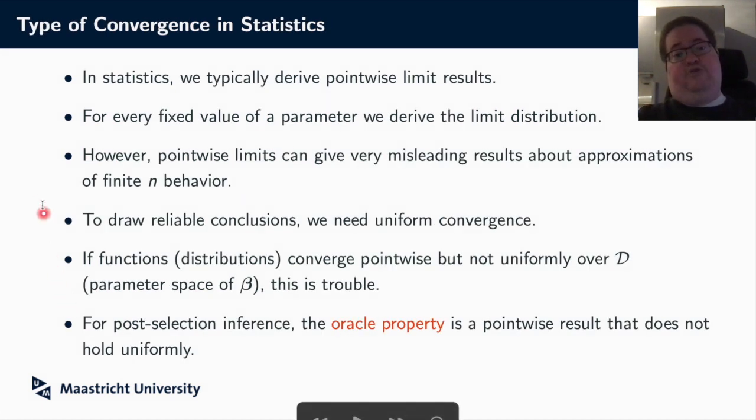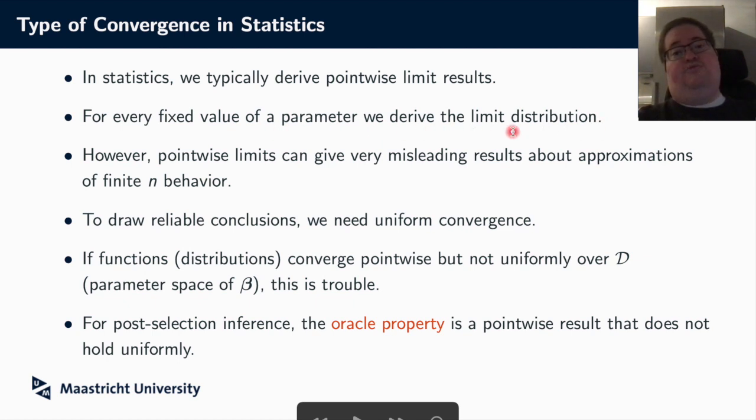So first of all, why do we even care about this stuff when we do statistics? Well, what we implicitly are doing is deriving pointwise results. So what we are doing is we say, well, take a certain data generating process. Let's give values to these parameters. And we look at fixed values. And then we derive the limit distribution.